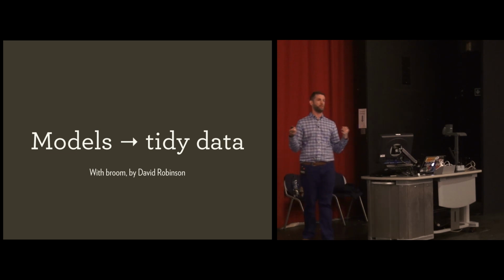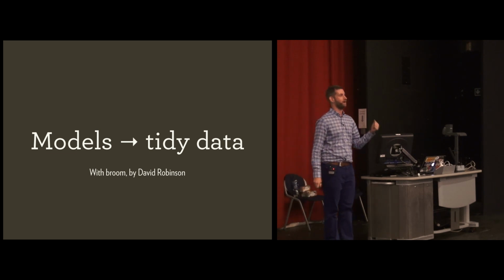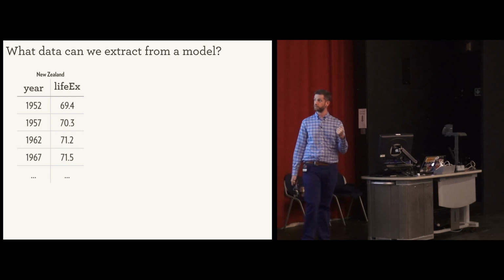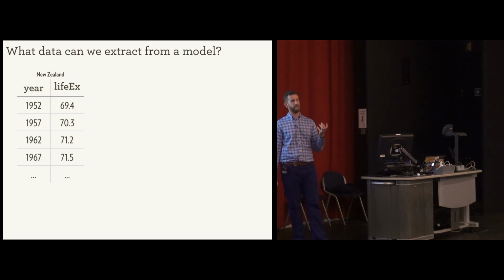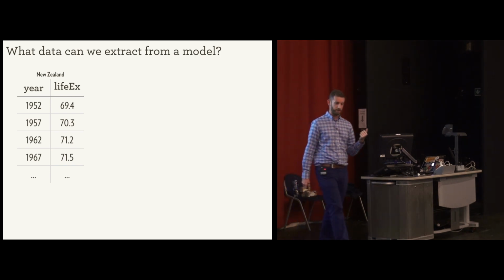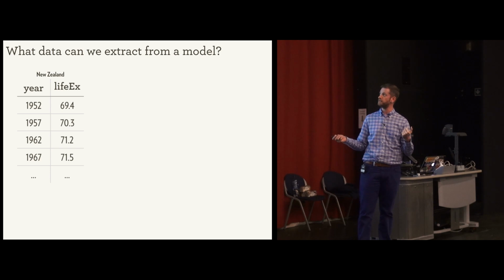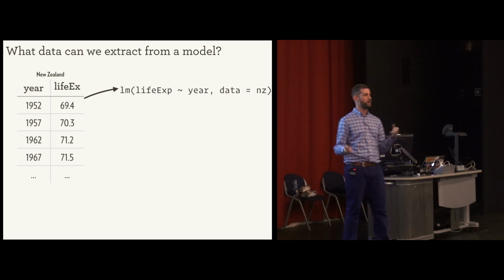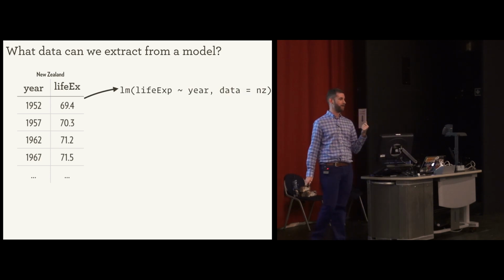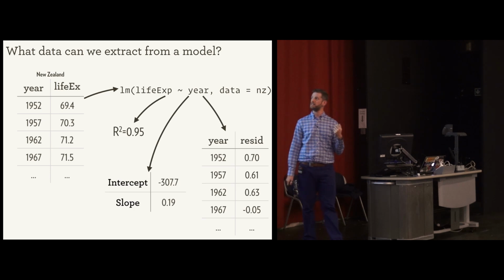So to do this, we're going to use the broom package by David Robinson. It works for a very wide variety of model functions, model objects in R. It's going to convert them to different forms of tidy data. And what sort of data can we get from a model? So here I've just pulled out the data for New Zealand. I have fit a linear model to it. What can I get out of that linear model? Well, there are basically 3 things.